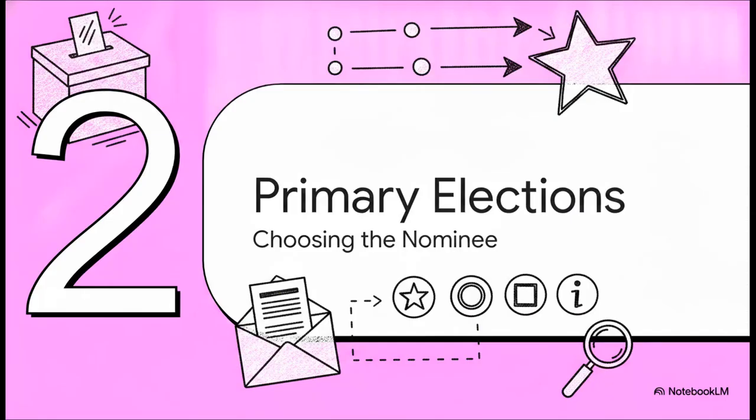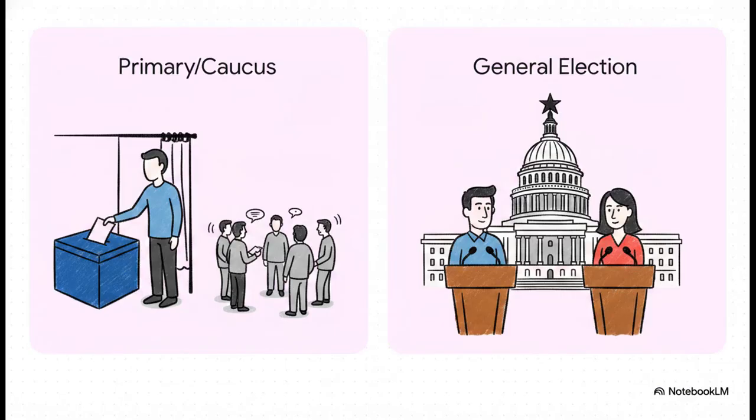Moving right along to Section 2, nominations and primary elections. Now, what's really interesting about this is how a party actually chooses which candidate gets to represent them on the final ballot. This is the very first chronological step in the election cycle.